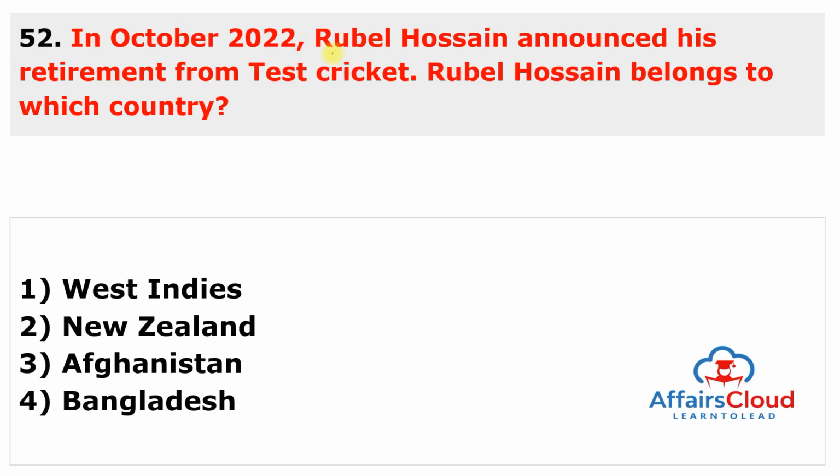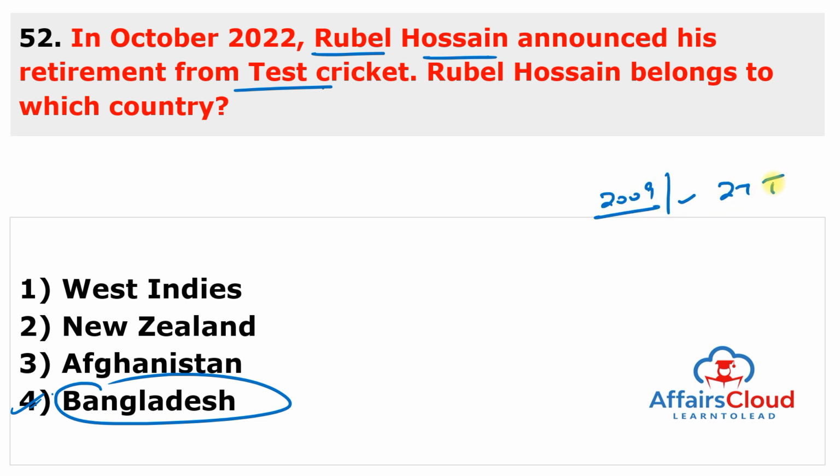In October 2022, Rubel Hossain announced his retirement from Test cricket. Rubel Hossain belongs to which country? So, Rubel Hossain belongs to Bangladesh. So, answer of this question is 4. And Rubel Hossain, the very famous pacer, announced his retirement from Test cricket. He made his Test debut in the year 2009 and represented Bangladesh in 27 Test matches over the span of 13 years. And the pacer scalped 36 wickets in his Test career with the best figures of 5 for 166, his one and only 5-wicket haul.